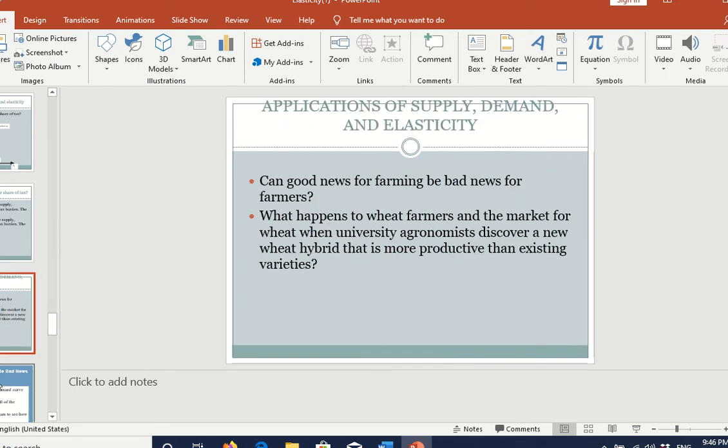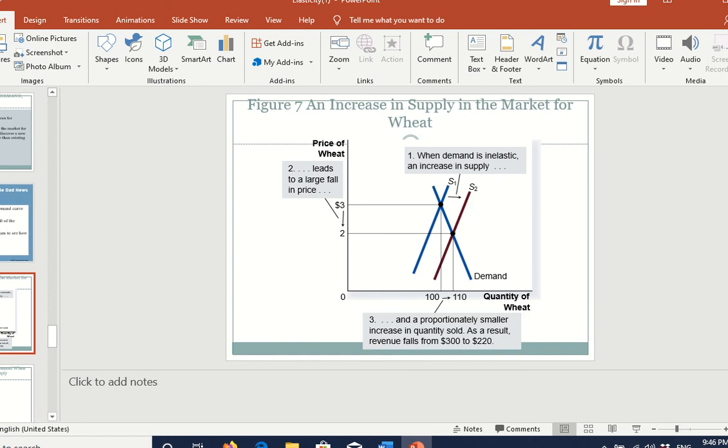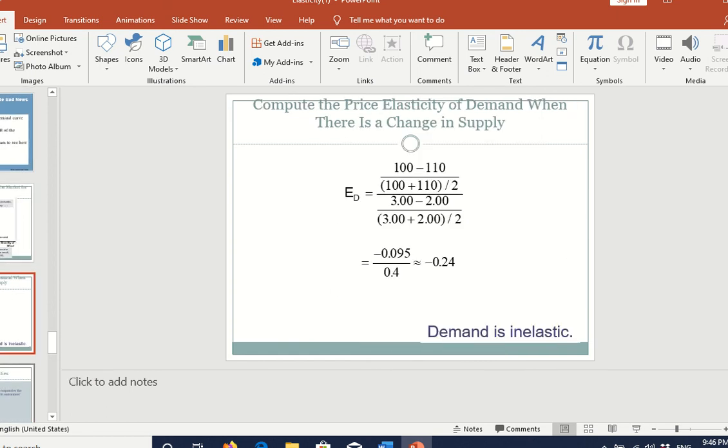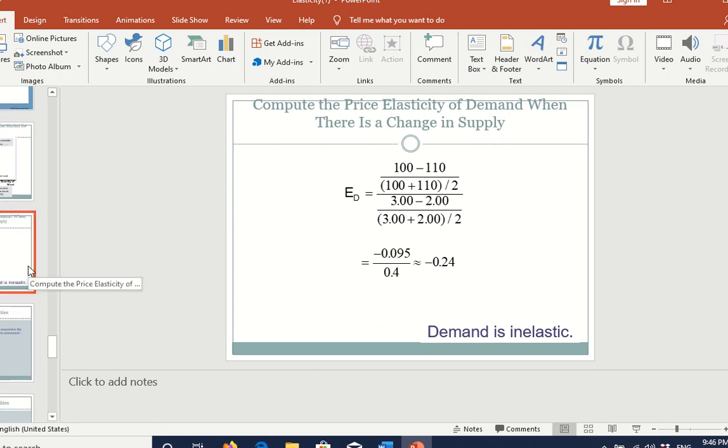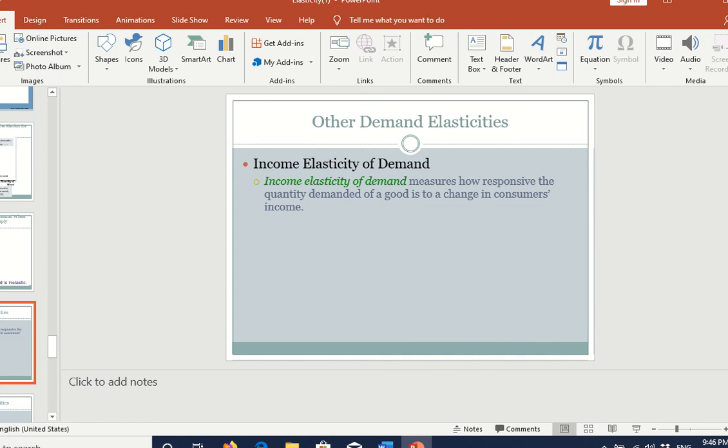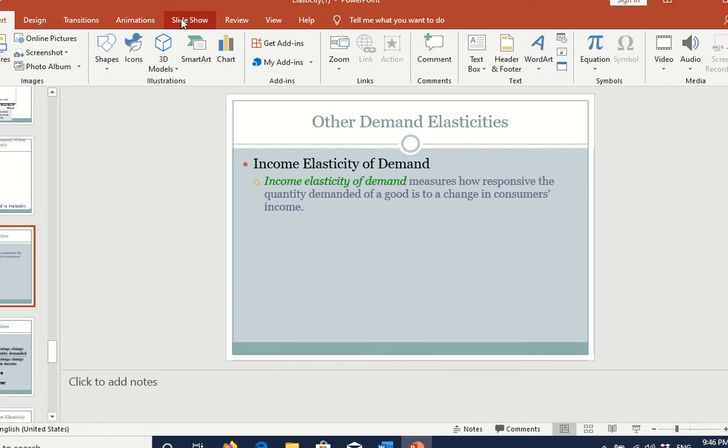And then there's this case study on farmers. Once again, it is also on the applications of price elasticity of supply and demand. So we're going to skip these slides for the moment. But for those of you who are interested, please spend some time on them, and feel free to let me know if you want to discuss them. Okay, so let's move on to the next measure of elasticity.